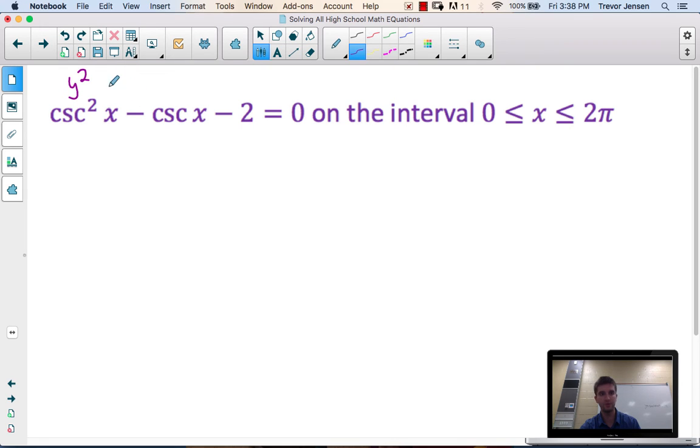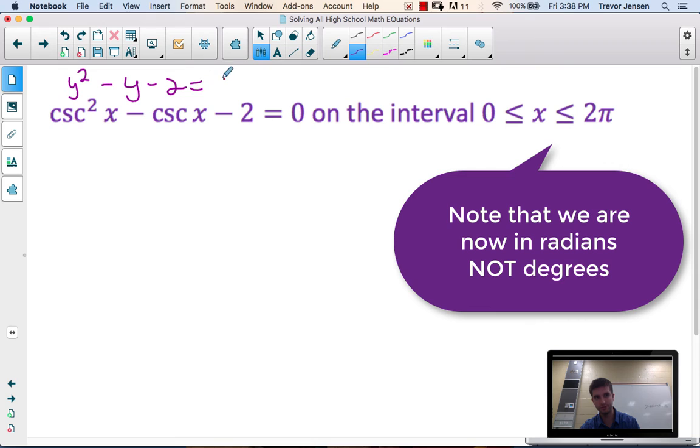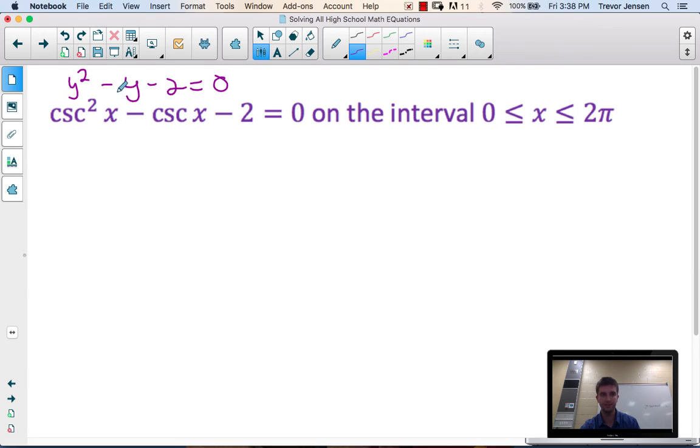Let's let y equal cosecant. So I'll use a let statement. So y squared minus y minus 2 equals 0. If I was solving that, I would factor it, sum and product: multiplies to negative 2, adds to negative 1, are negative 2 and 1. So y minus 2, y plus 1 equals 0.